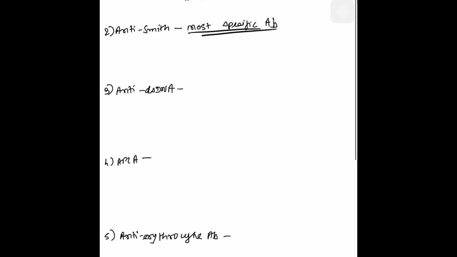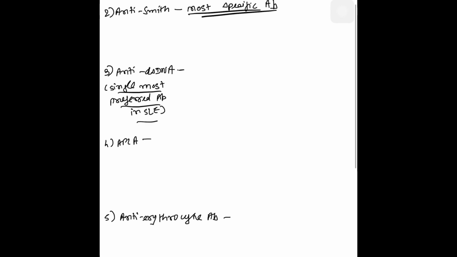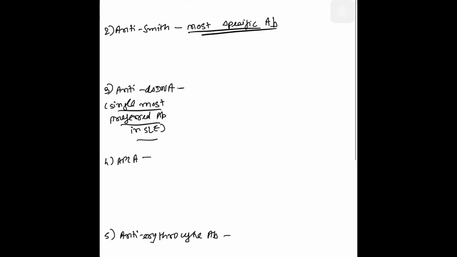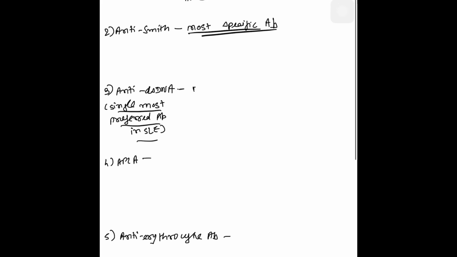Then there is anti-dsDNA antibody. Remember one line for this, it can be asked as an MCQ: it is the single most preferred antibody in SLE. This can be asked as a one-liner in NEET PG. Anti-dsDNA is the most sensitive plus most specific also.